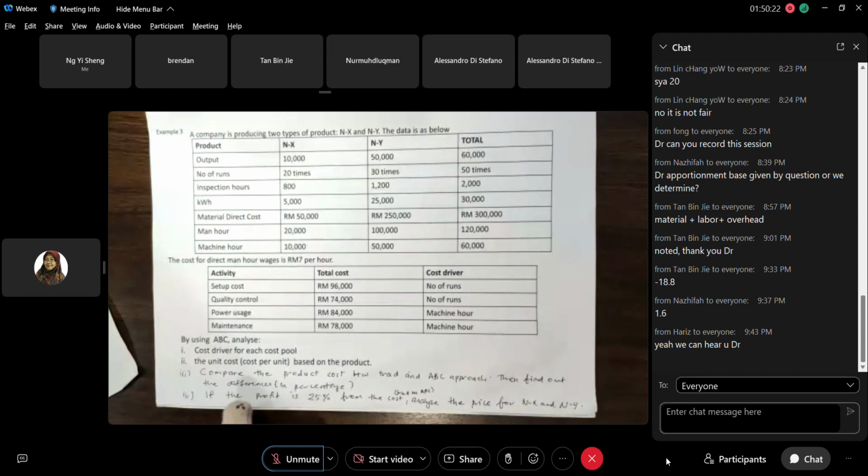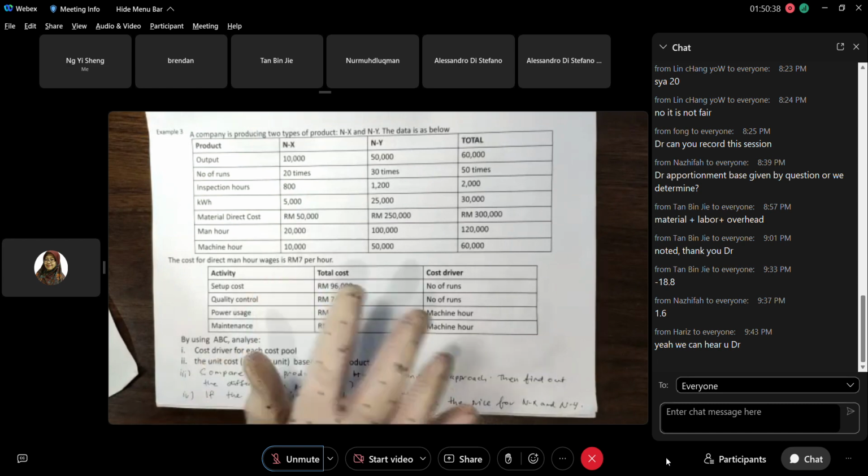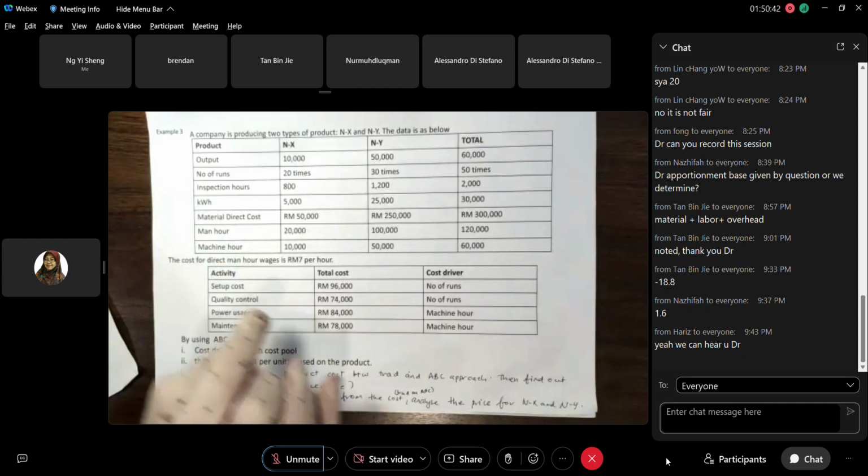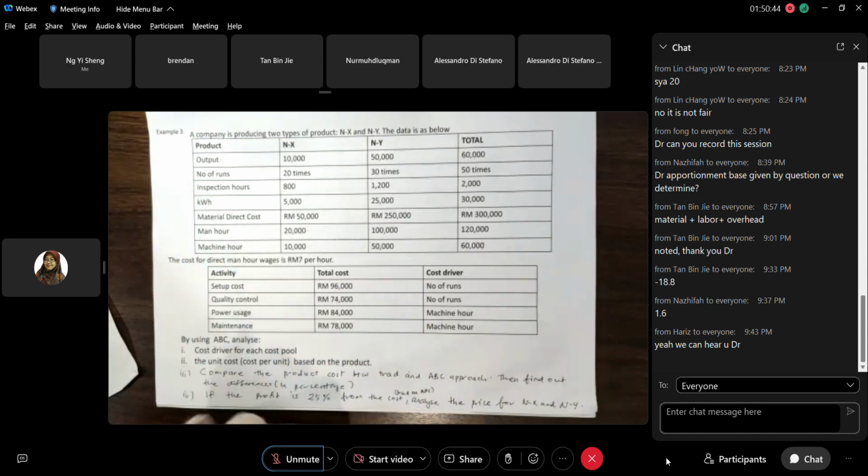Okay, compare the product cost between traditional and ABC approach, then find out the difference in percentage. If the profit is 25% from the cost, and based on ABC, analyze the price for X and Y. So we have the two products here, X and Y, and the data here, and this is the overhead. So how to calculate based on traditional approach and based on ABC approach.